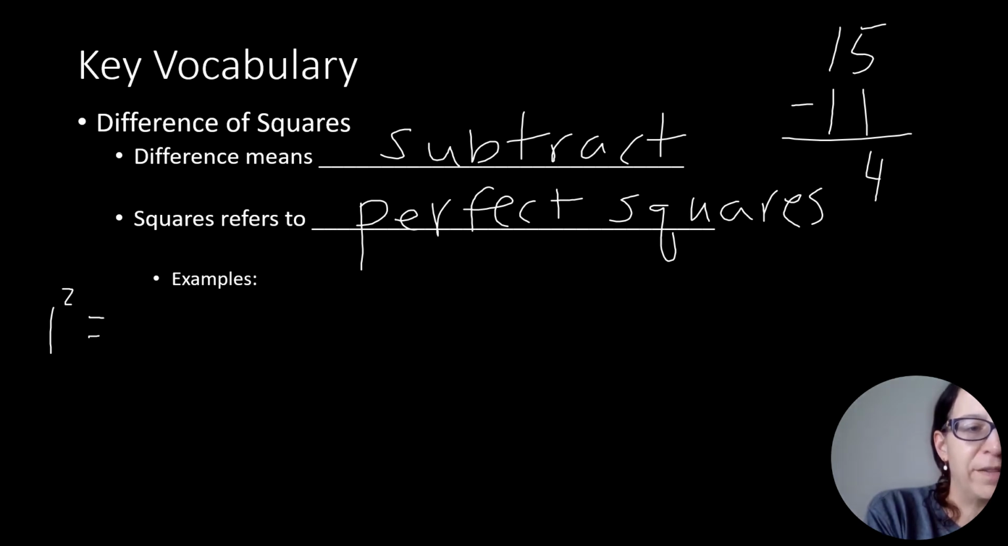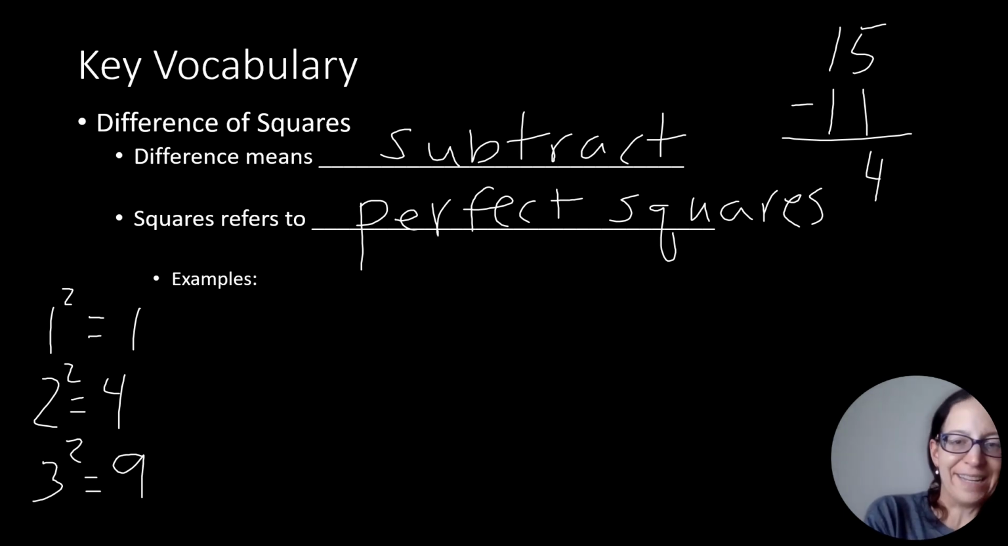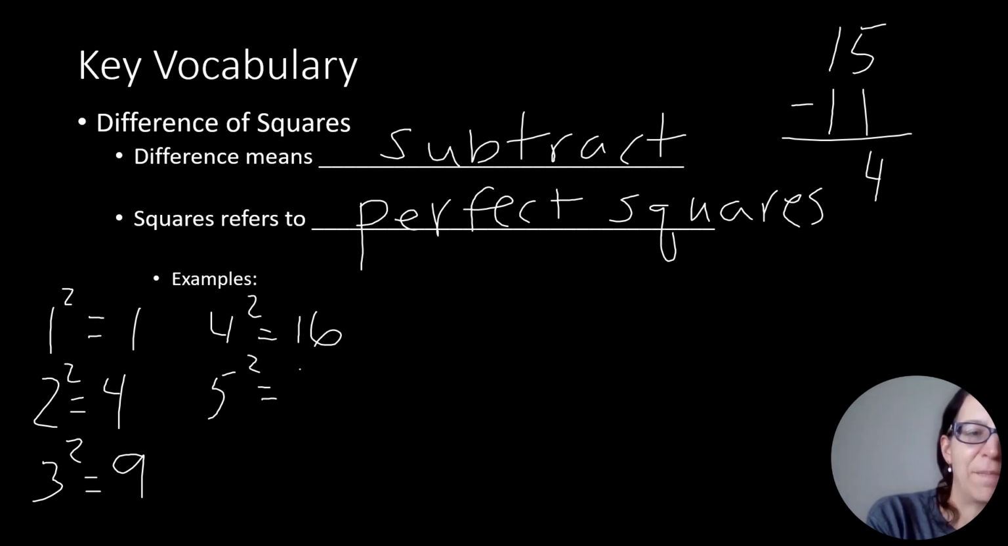1 squared is a perfect square. 1 squared is 1, because 1 times 1 is 1, not to get too challenging there. 2 squared is a perfect square, namely 4. Okay, and it goes on. So 3 squared, which is 9, is a perfect square. 4 squared is a perfect square. 5 squared is a perfect square.